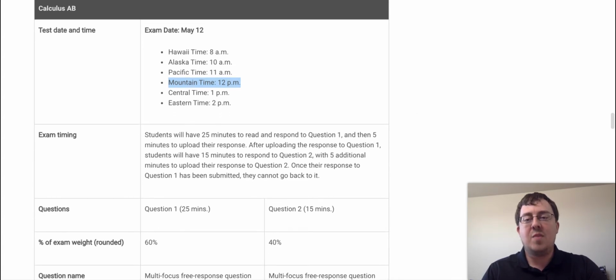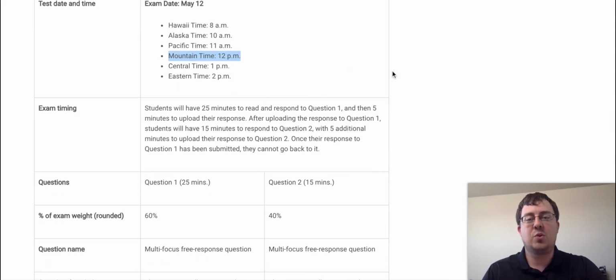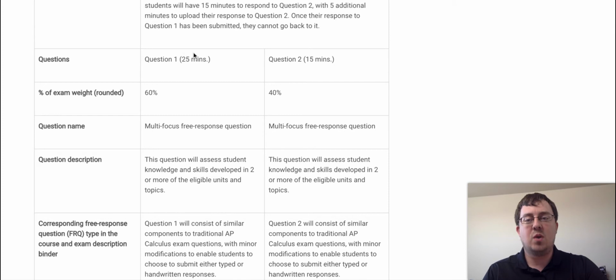So the exam timing, you are going to have 45 minutes for this exam. You have 20 minutes to read and respond to question number 1, and then 5 minutes to upload your response. After you upload your response to question number 1, you'll then have 15 minutes to respond to question number 2, with 5 additional minutes to upload your response to the second question. Once you upload your response to question number 1, you cannot go back to it, so make sure that you are completely done before you submit your answer to question number 1. So like they said earlier, for question number 1, you have 25 minutes.